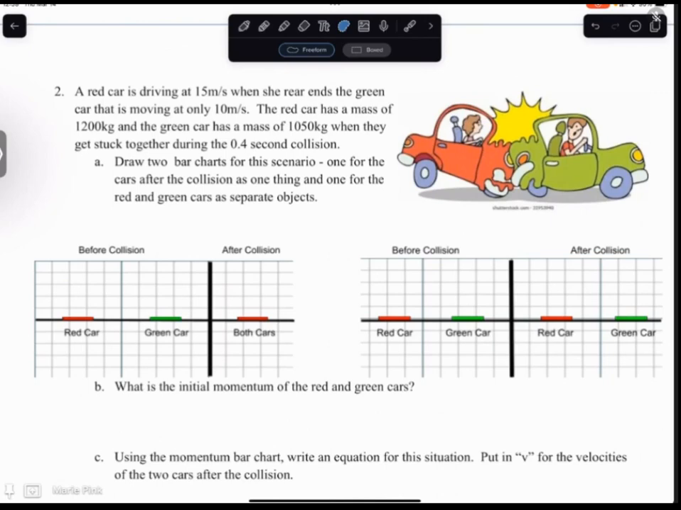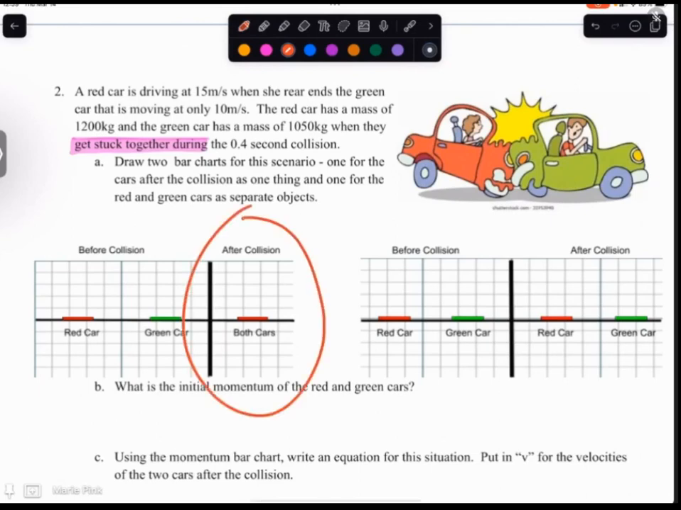So first thing to notice is that they are getting stuck together during the collision. And what that means is that they are both going to have the same velocity after the collision. And so that's why you're going to have two bar charts now, where we can have both cars as one object because they are both going to be moving at the same speed.